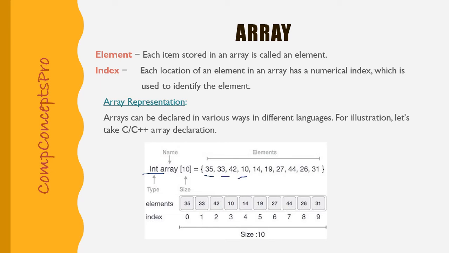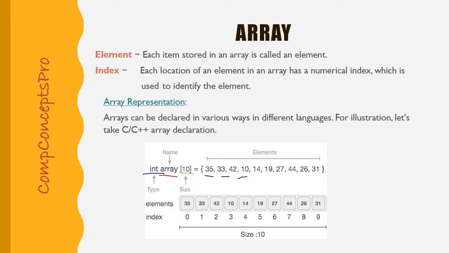Now this one, array. This denotes the name of the array. This can be any user defined name. This is basically a variable. Just remember, we cannot give the keywords as the name of the array. Next is size. This is the size of the array, which is 10.